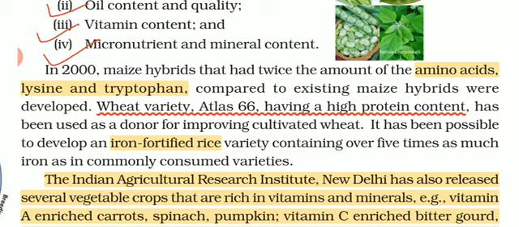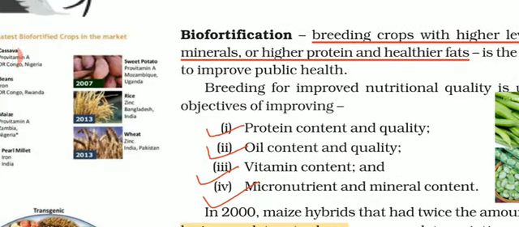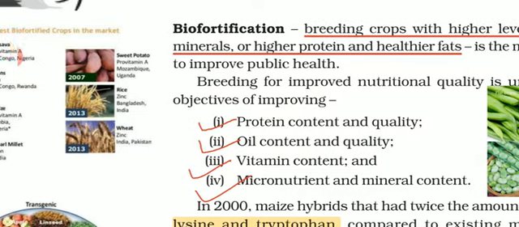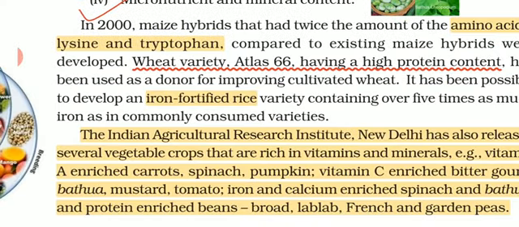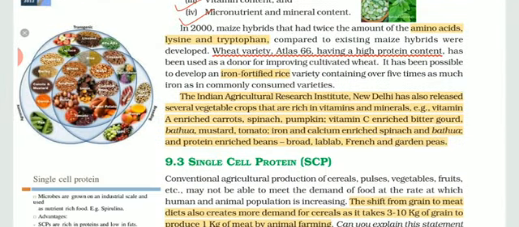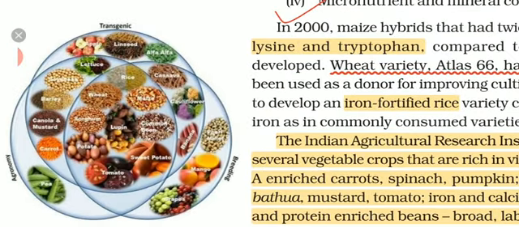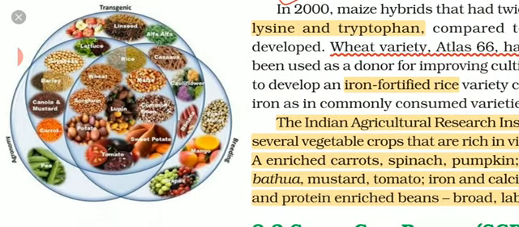Number two is wheat variety. The name is Atlas 66, that is made rich with high protein content. Then iron fortified rice. This is the number third. Put number 3 on this. Iron fortified rice. We have also studied earlier zinc as well as iron. So they are made rich in rice. So that is 5 times increased in the earlier consumed varieties. Here also you can see, if I zoom this, so many crops are being biofortified.